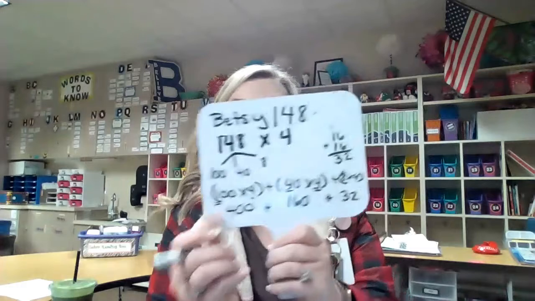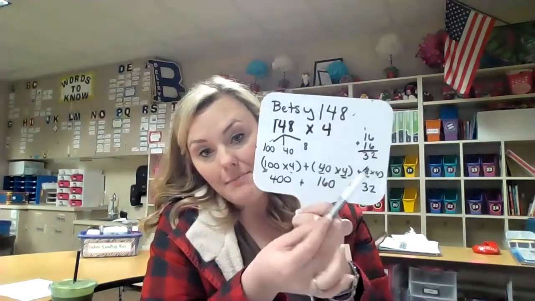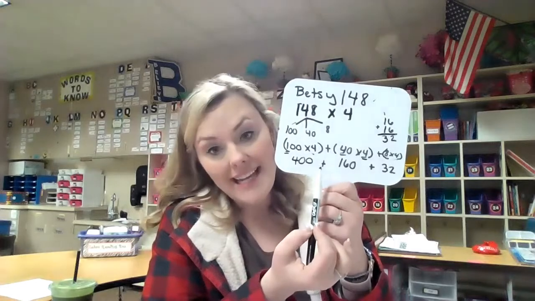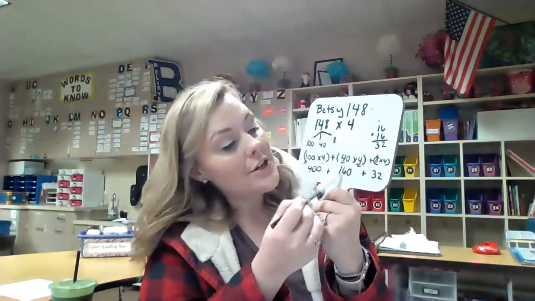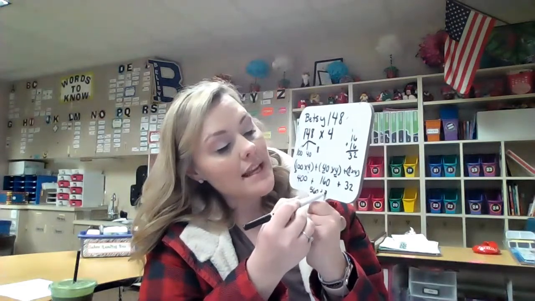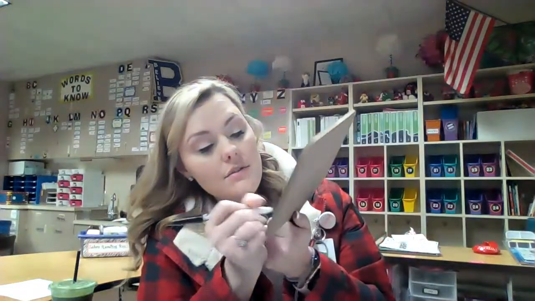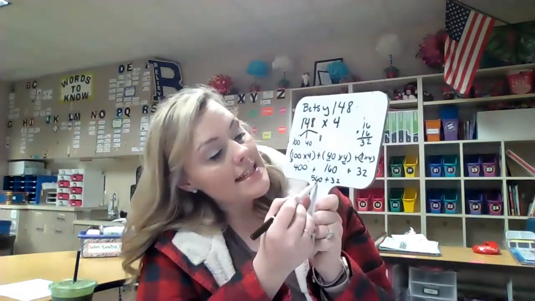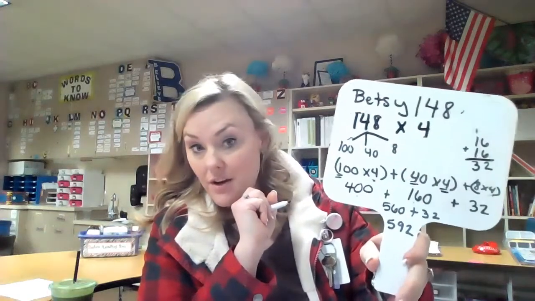Alrighty. So now we have broken apart, break, break, break it apart. Pass, pass, pass it out. Multiply. We need to add. So now we're going to add together 400 plus 160 is 560. I'm going to rewrite this problem just to make it neat for myself. 560 plus 32, well, I know that 60 plus 32 would be 92, so my answer must be 592, which I believe is what we got earlier.